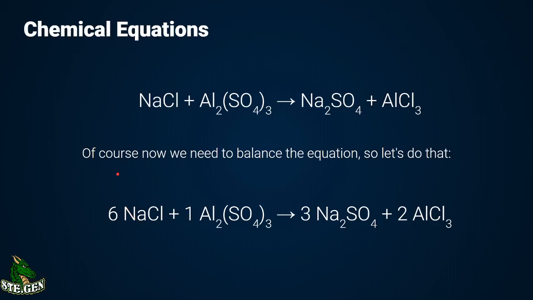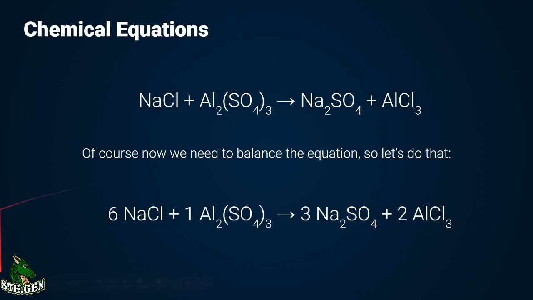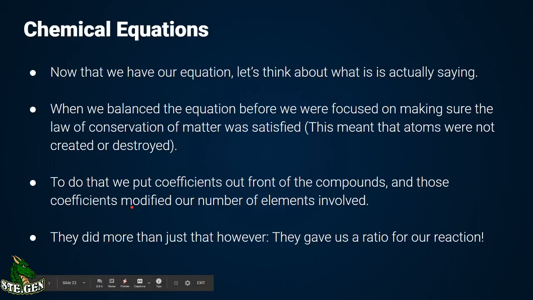Now we're going to come back to this problem later, but first we're going to shift gears again, and we're going to talk about something that hopefully will make it a little more clear why I did that Minecraft video. Let's think about what our equation was actually saying. When we balanced the equation, we were just focused on making sure that we obey the law of conservation of matter. We made sure that there were no atoms being created or destroyed. That's why we needed this 6 here. This 6 was to tell us that you got 6 Nas over on this side, and we've got 3 times 2, which is 6 Nas over on this side. We can't break science. We can't break the rules, so we have to have the law of conservation of matter satisfied. To do that, we just put those coefficients out front, and they modified how many elements are involved.